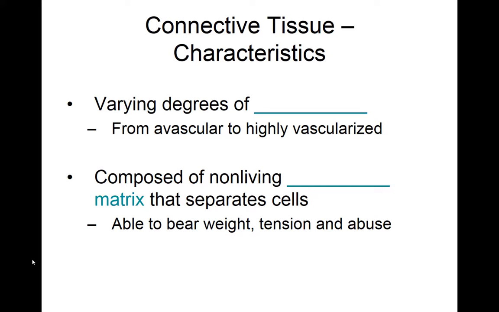Now, just like we talked about with our epithelial tissue, I want to mention a little bit about connective tissue and how it does have some special characteristics that only connective tissue would have. The first one is that it does have varying degrees of vascularity, which means that some connective tissues have a fabulous blood supply and some don't have any blood supply. So what is a connective tissue that has a wonderful blood supply?